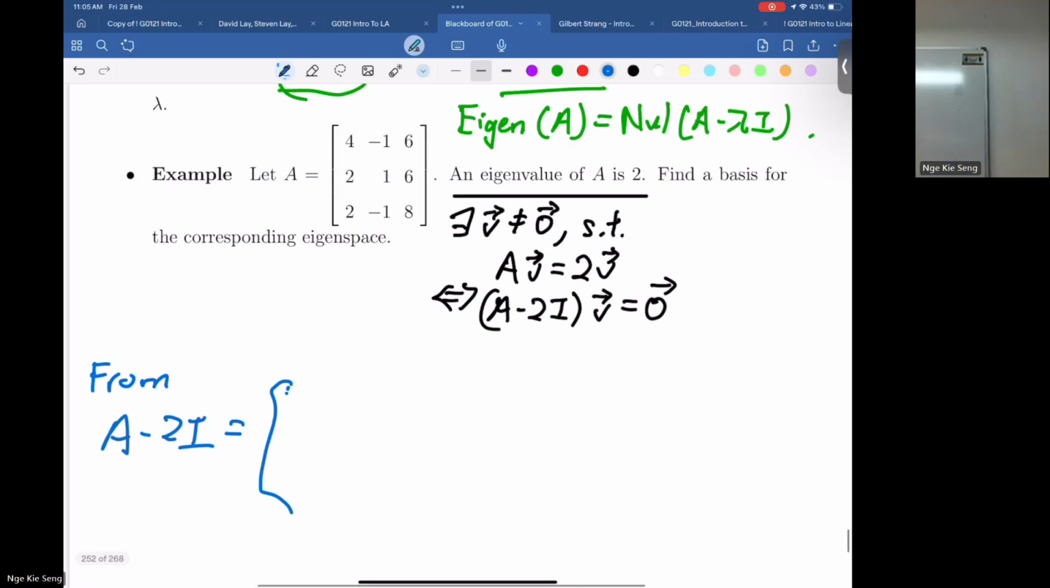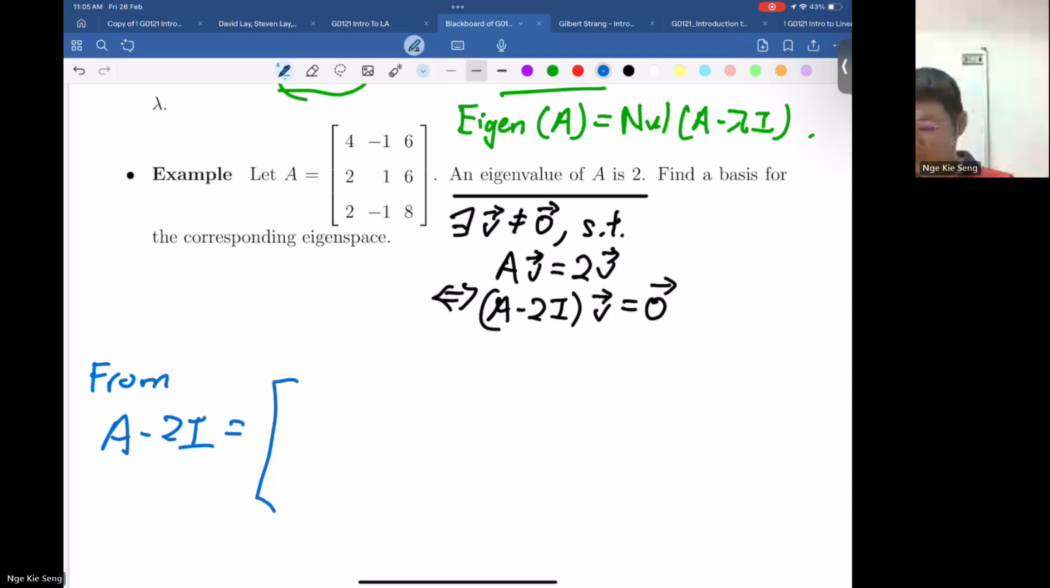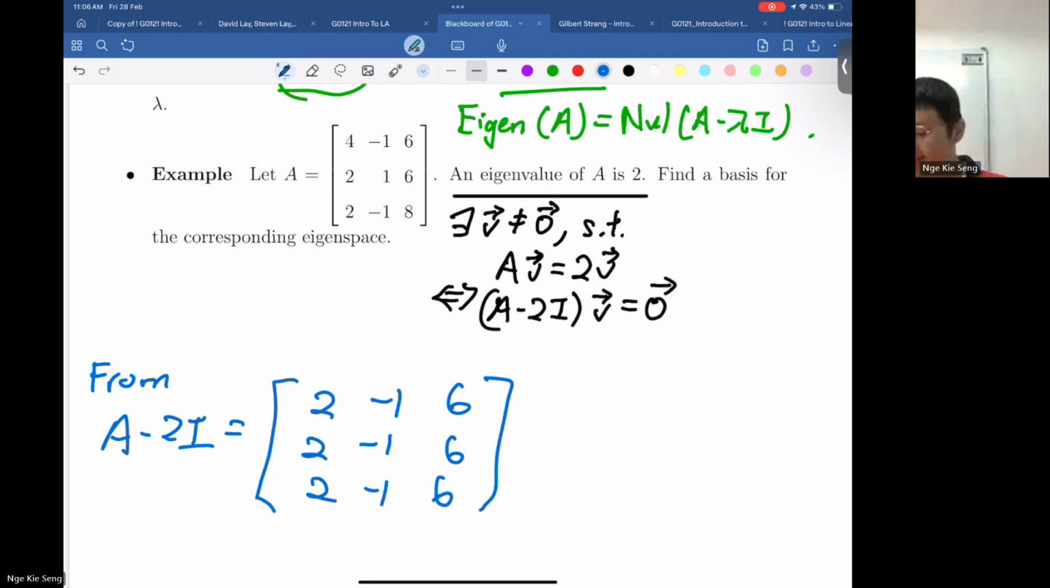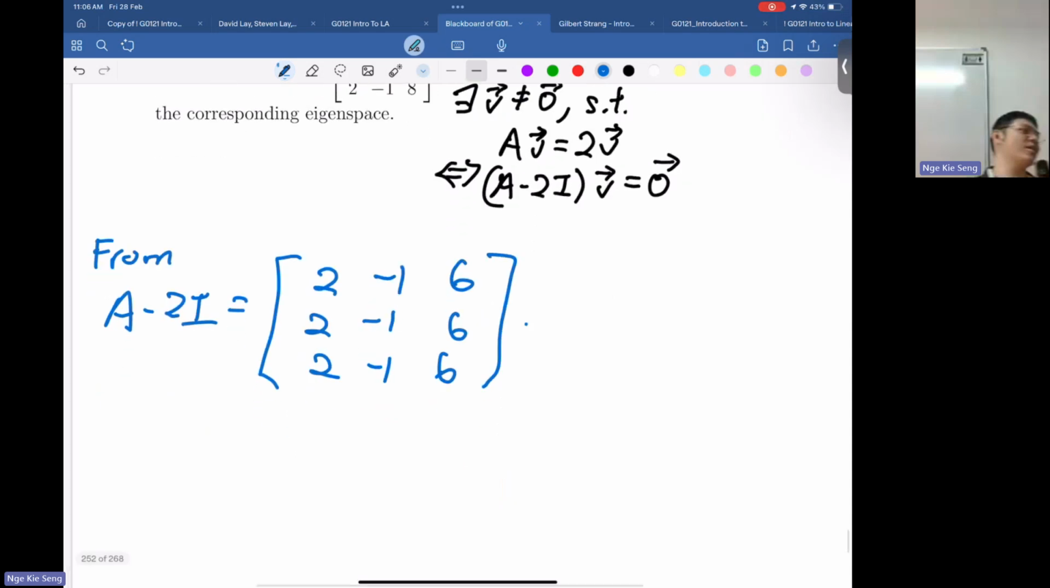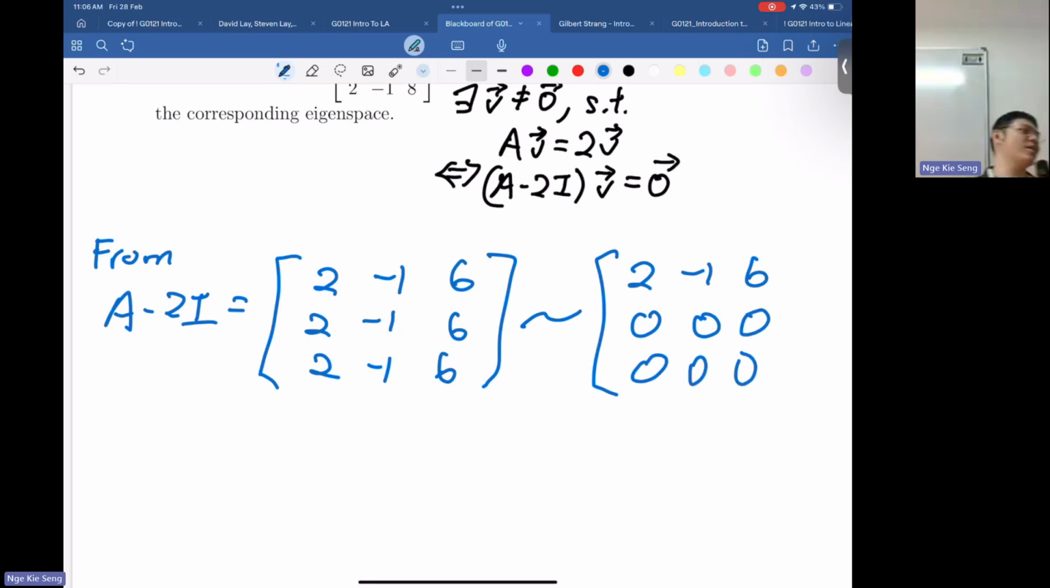A minus 2I is what? Has anyone computed it? Okay, Edward, have you computed A minus 2I? What is it? And all the same. So are you happy? Happy again? Okay, why? Because it is very easy to do row reduction. You can use row 2 minus row 1, row 3 minus row 1. So easily you get 2, minus 1, 6, 0, 0, 0, 0, 0, 0.